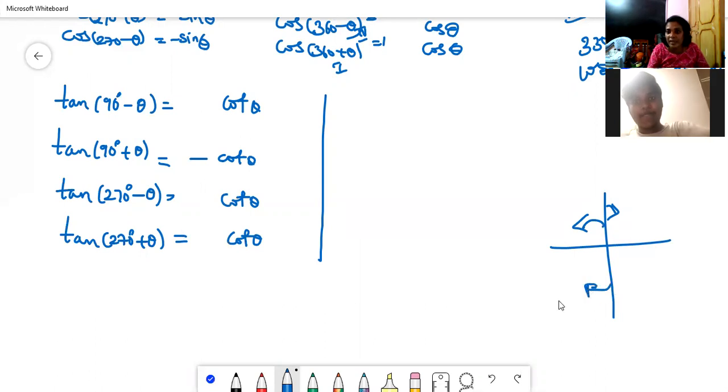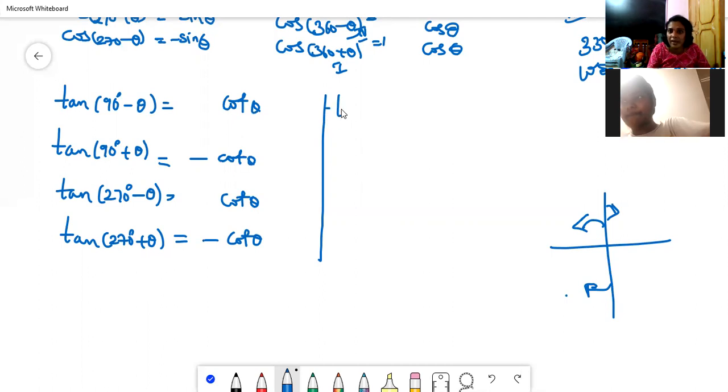270 minus theta is in the third quadrant. In the third quadrant tan is positive, so it is positive cot theta. 270 plus theta is in the fourth quadrant, so it is negative. In the fourth quadrant tan is negative.